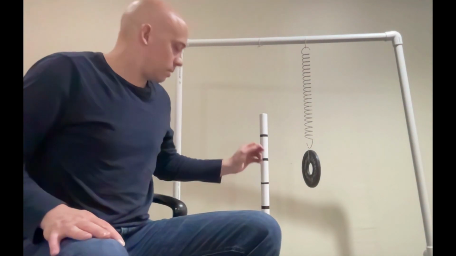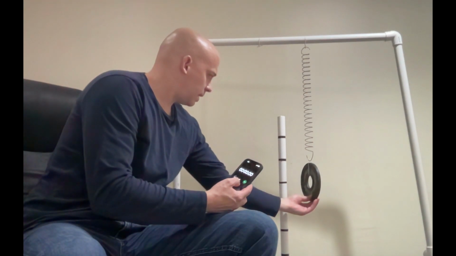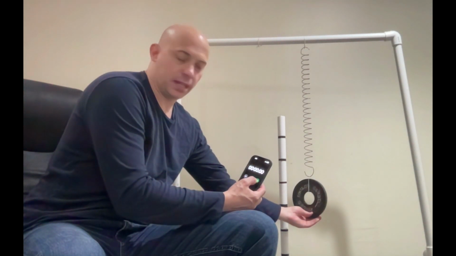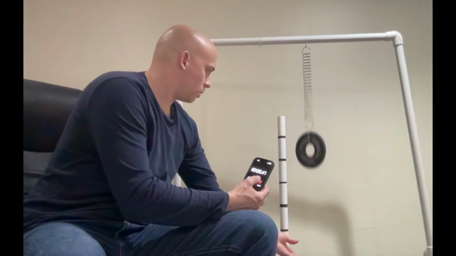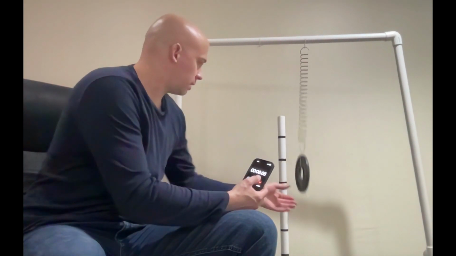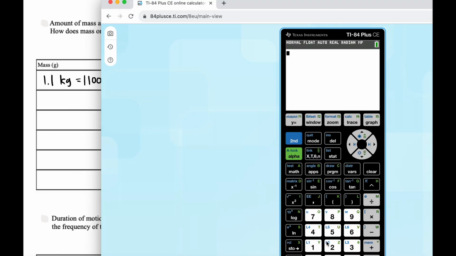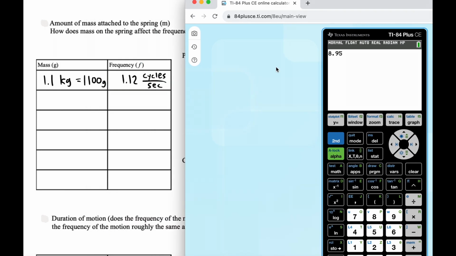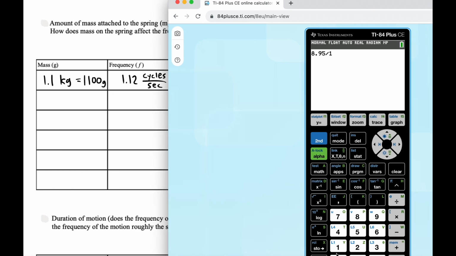And let's now just check that again. Gonna pull the mass down by 10 centimeters. And let's time 10 oscillations, starting now. 1, 2, 3, 4, 5, 6, 7, 8, 9, 10. So I get 8.95 seconds. Okay, so 8.95 was my time for 10 oscillations. And if we just divide that by 10, this is going to be our period of 0.895. And then in order to get the frequency, we'll do 1 divided by 0.895. And yeah, it's about 1.12 cycles per second. Pretty much the same as we had found earlier.